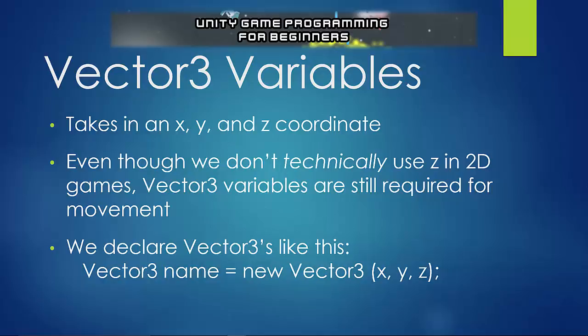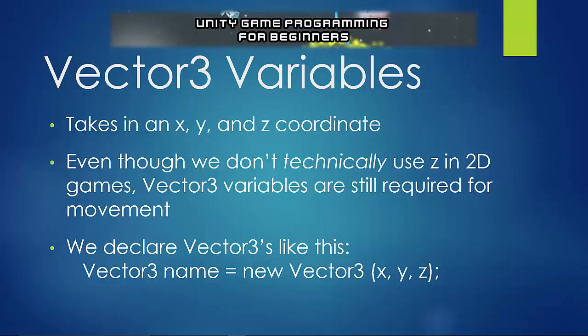Now, even though we don't technically use z in 2D games, which is depth, vector 3 variables are still required for movement because we do have a camera and there is a 3D play space even though we're dealing with 2D. It's kind of confusing, so just nod your head and agree with it. And the way we declare vector 3 variables is shown below.